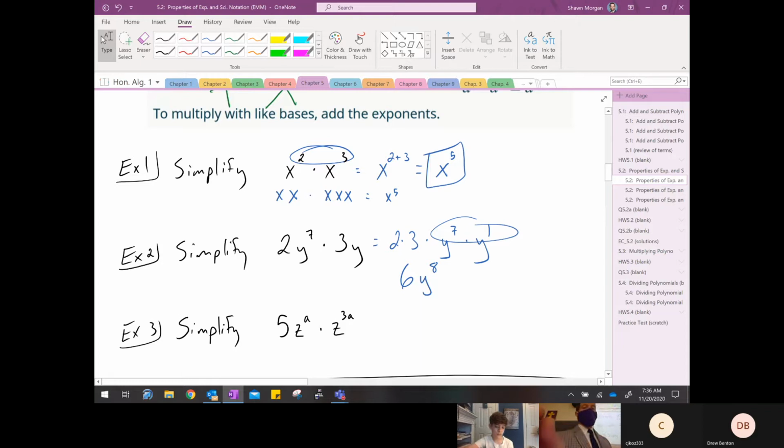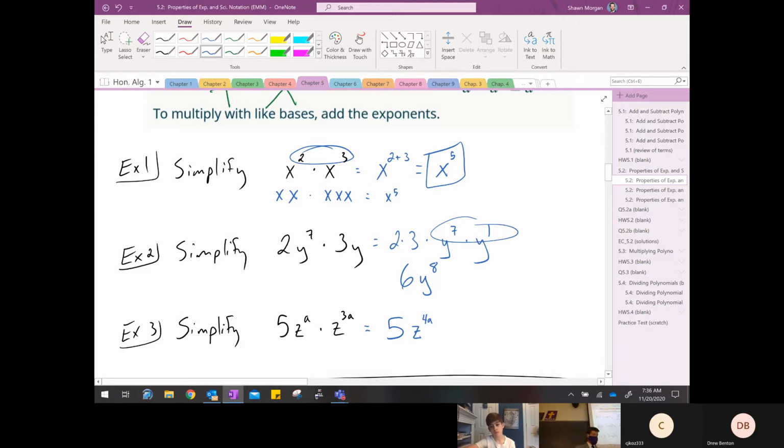Andrew, what did you do with your coefficients? Basically 5 times 1. Very good. So that's 5. And let's see here, tell me about my variable. It's going to be z to the what? Z to the 4a. Excellent. How'd you get 4a?